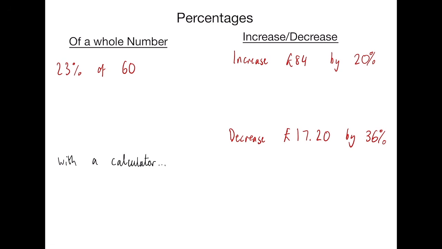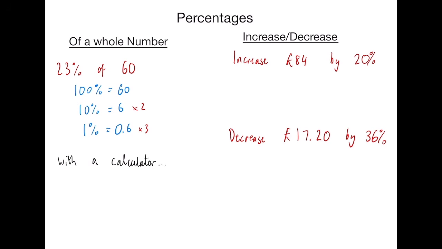Having a look at percentages now, I've tried to split this up into the two things that are the most common when it comes to exams. So 23% of 60. Without a calculator, I would recommend going down the route of saying 100% equals 60, so 10% equals 6, and 1% equals 0.6. From there, you can kind of use building blocks to work your way up.